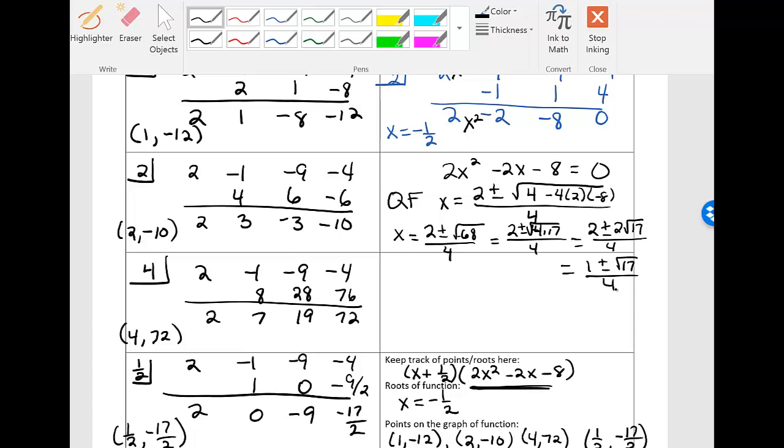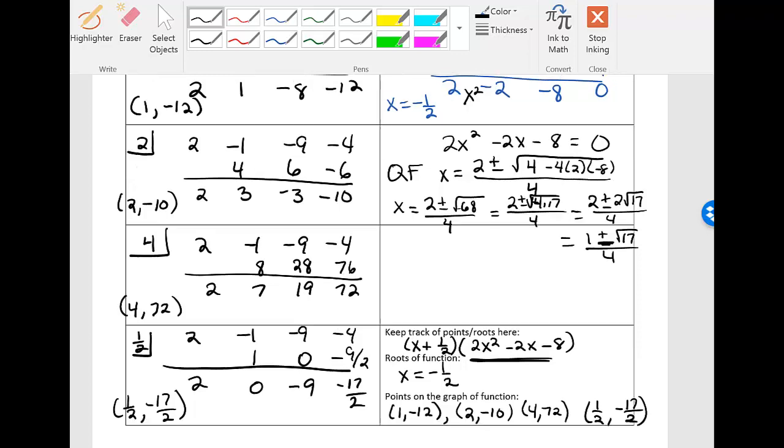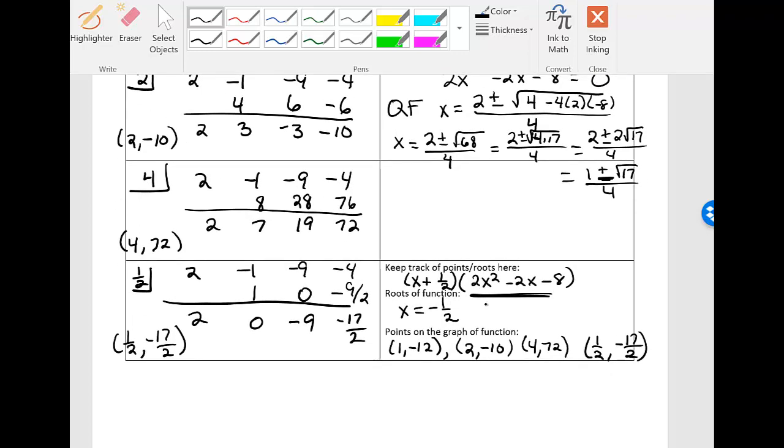And because the square root of 17 is bigger than 1, when we do this minus right here, we're going to get our second negative, and when we do the plus, we're going to get our only positive. And so our three roots are x equals negative 1/2, x equals 1 plus the square root of 17 over 4, and x equals 1 minus the square root of 17 over 4, with the two yellows being our negative answers and the one in between being our positive.